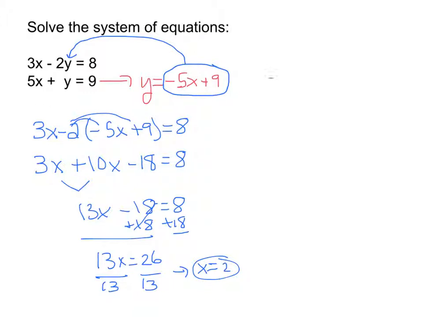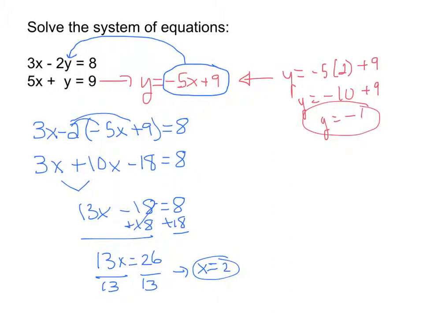So I'm actually going to do this right here, where I've gotten y by itself, because that's the same thing. So we've got y is equal to negative 5 times 2 plus 9. So y is equal to negative 10 plus 9. And so y is equal to negative 1. Excellent. So the very last thing that we need to do is actually write our answer as a point. (2, negative 1). That's our x and our y. And that's the solution to this system of equations.